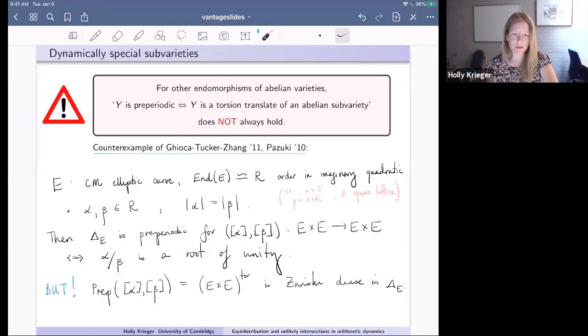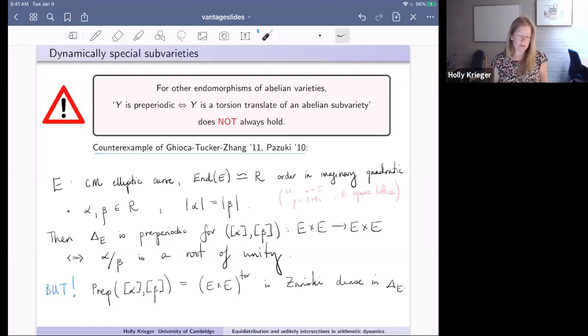Okay, and of course we can certainly construct alpha and beta which have this property, but whose ratio is not a root of unity. So for example, if we take E with the square lattice, then 5 and 3 plus 4i would be such a pair. So there's plenty of counterexamples constructed in exactly this way, because the diagonal in E cross E need not be pre-periodic, okay? But it will always be the case that it contains a Zariski dense subset of pre-periodic points, because the pre-periodic points for endomorphisms are simply the torsion points, okay?